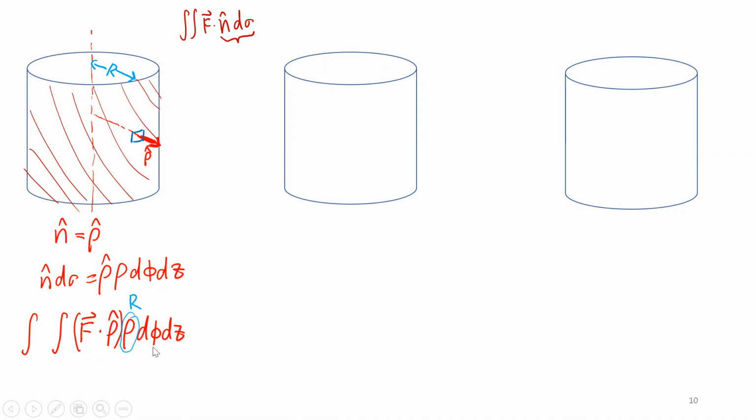So then we have a double integral for phi and z. How do we set the limit for phi? Again, if you are taking the full curved surface, the whole cylindrical surface, then of course you need to complete one full circle. Then that would be from 0 to 2 pi, in that case.